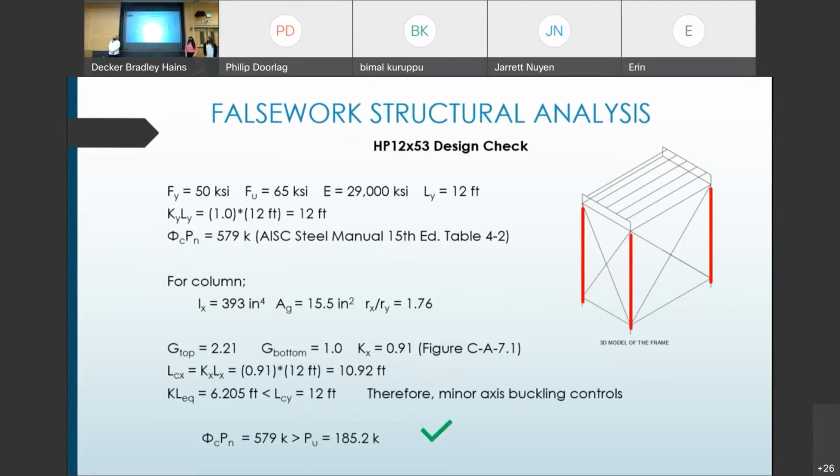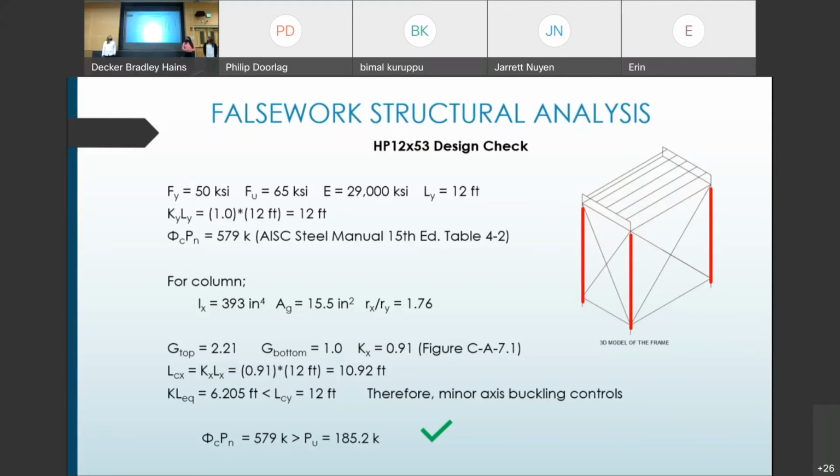So the steel frame was designed using SAP2000 modeling software. We then used our own design check calculations to verify each steel member of the frame. For the columns, we selected HP 12 by 53 sections. Using AISC specifications, we found that the effective equivalent length of 6.2 feet was less than the actual length of the column of 12 feet. So we were able to confirm that the non-axis buckling controls.